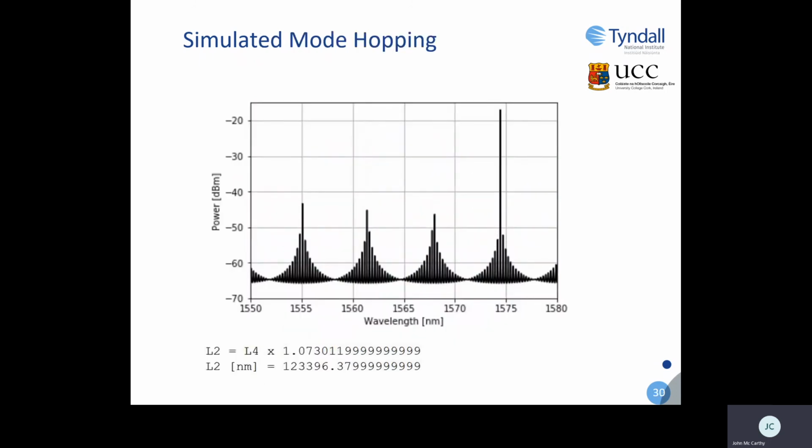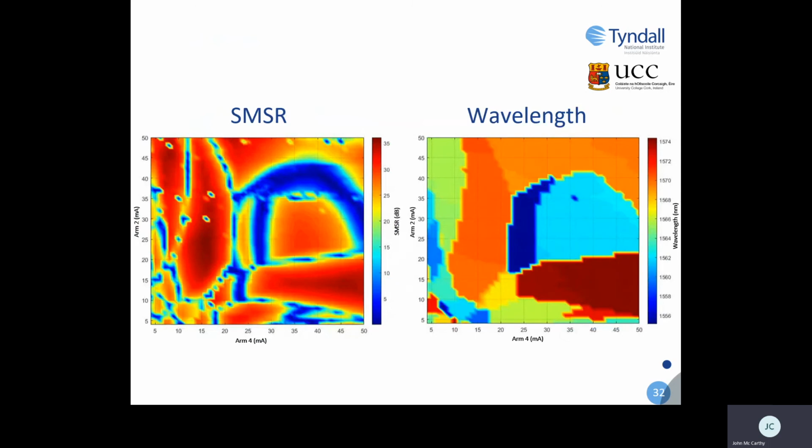This is the spectra in dBm. Once again, we attain significant mode hopping by just varying the length of one of the arms by a fraction of a nanometer. So we characterized it again, and here was the map of the side mode suppression ratio and wavelengths attained. So we varied the current again from 5 milliamps to 50 milliamps through both arm 2 and arm 4, and we attained this time a maximum SMSR of 36 or 37 decibels, and with a much larger wavelength range.